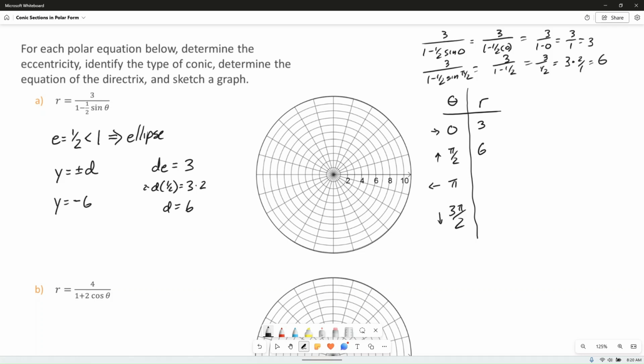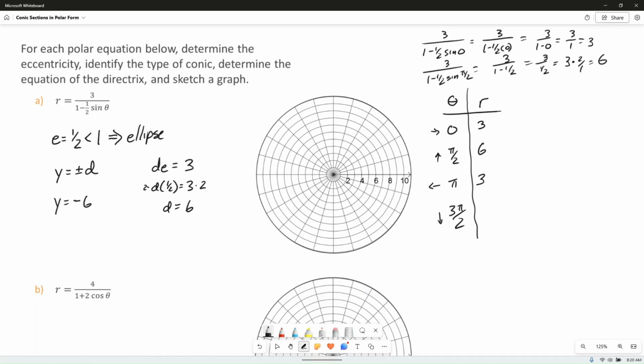Then we're going to try pi. So if I take pi and I plug pi in for theta, sine of pi is 0. So it's going to be the same process as doing the sine of 0. So we're going to get the same result, which was just a 3, because sine of pi is also 0.